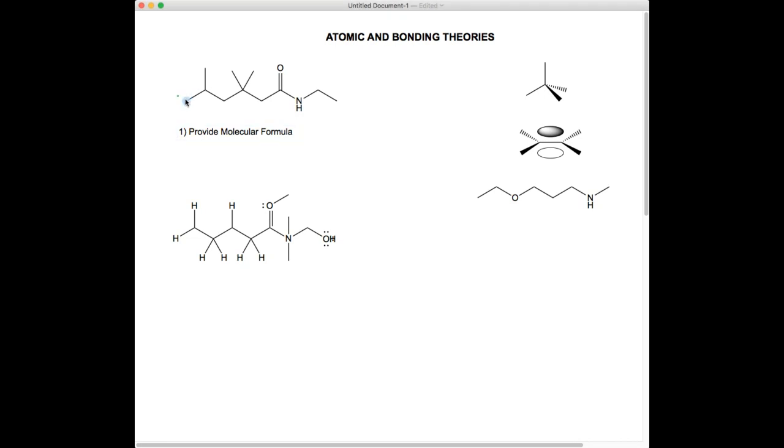So three hydrogens here, and another three here. That's 6. One here. That's 7. Two here. That's 9. None here. 3 here. 12. 3 here. 15. 2 here. 17. 18. 2 here. 20. 3 here. 23. Okay.